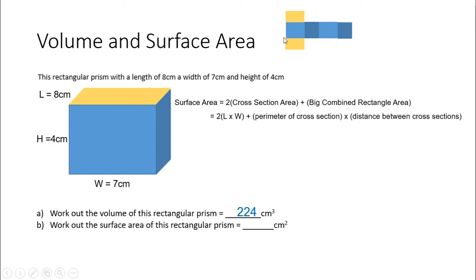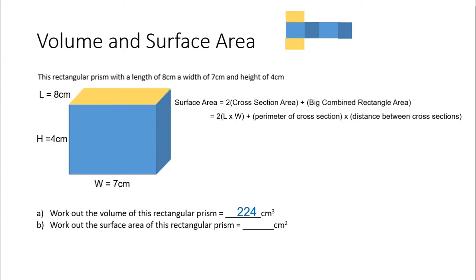So the distance between these cross-sectional faces, the distance between these yellow rectangles I have here, is going to be equal to the height of that prism. Okay, so let's substitute our values into this so that we can see what it's going to be.